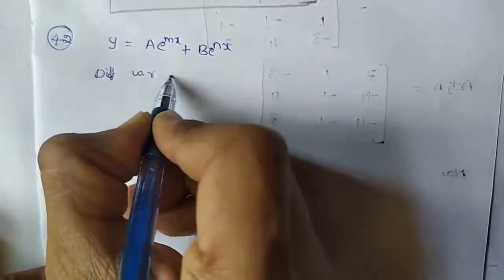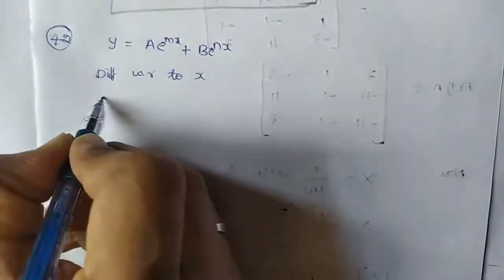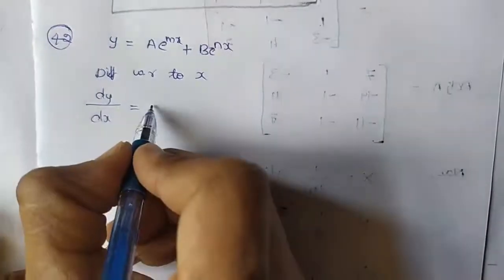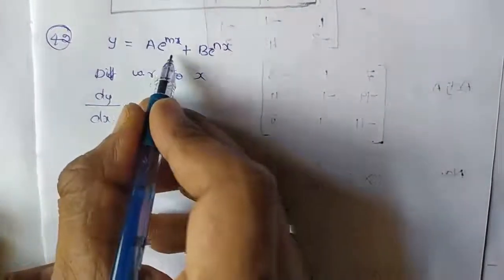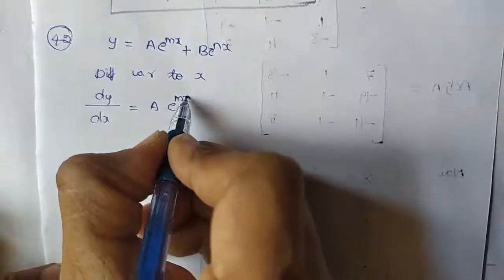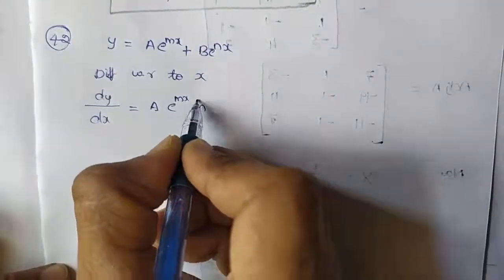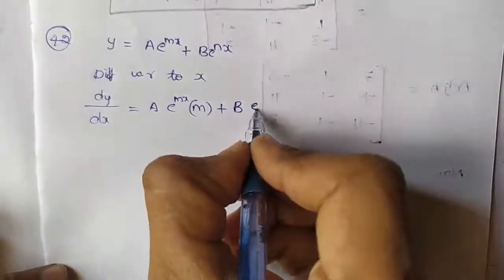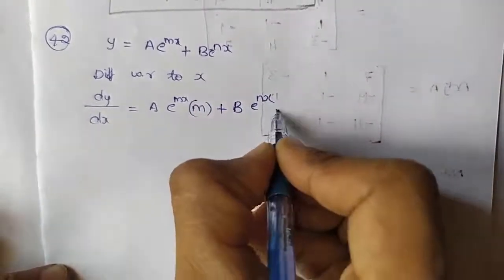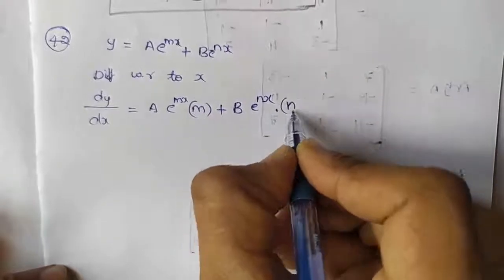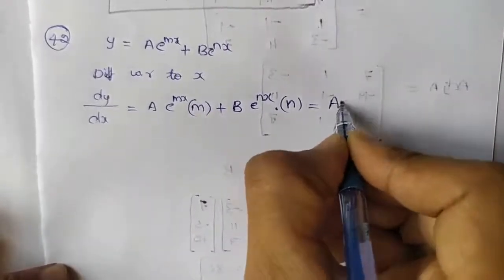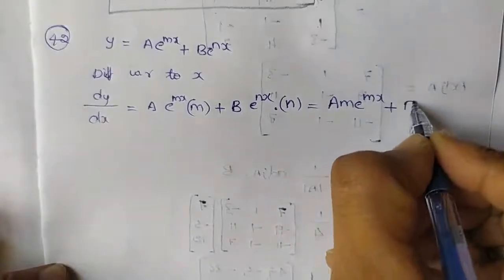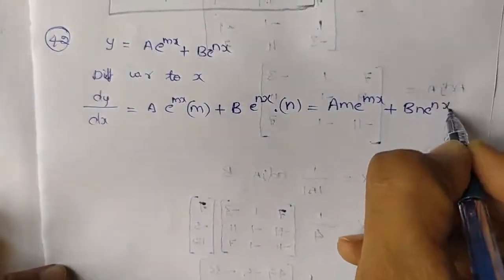Differentiate with respect to x. Then dy by dx equals a into differentiation of e power mx, which is e power mx into differentiation of mx, which is m, plus b is a constant, keep it as it is. Differentiation of e power nx is e power nx into differentiation of nx, which is n. That equals a m e power mx plus b n e power nx.